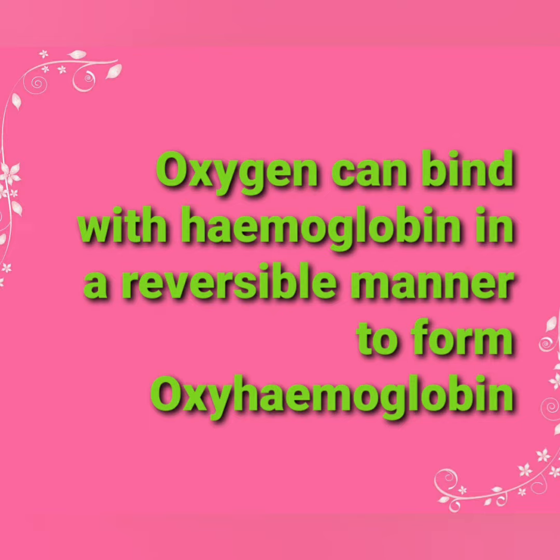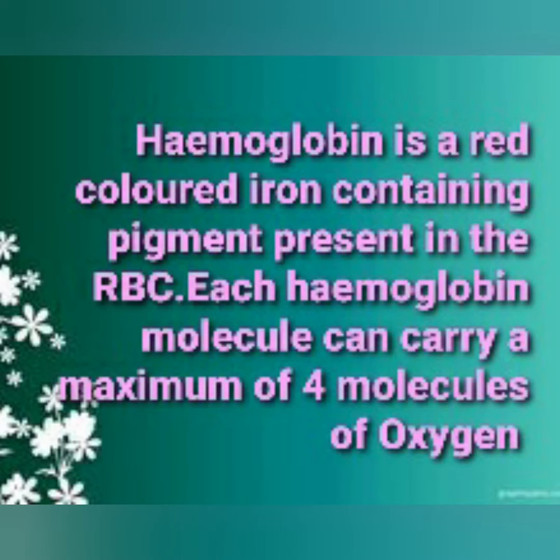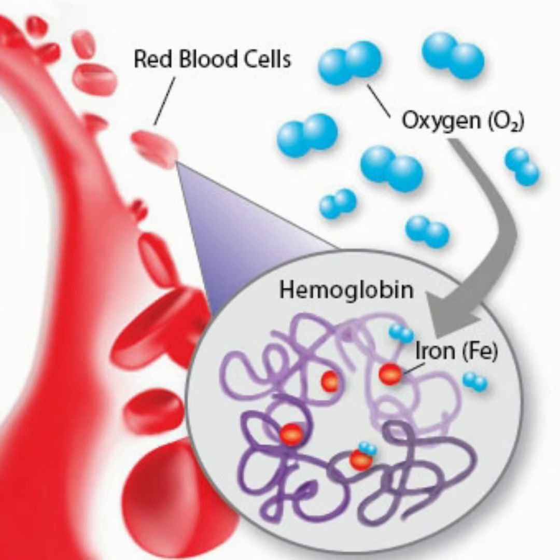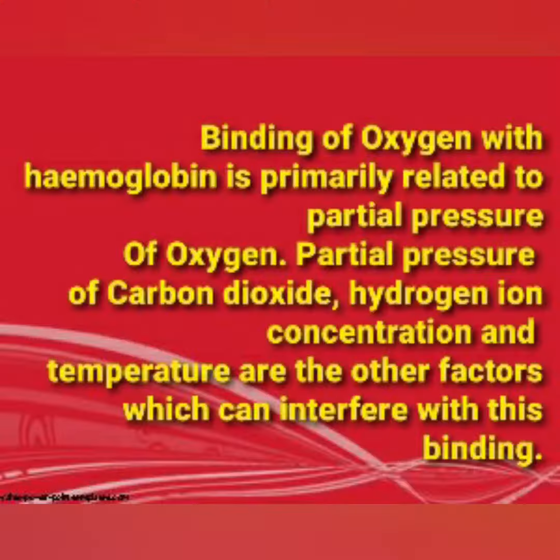Oxygen can bind with hemoglobin in a reversible manner to form oxyhemoglobin. Hemoglobin is a red-colored iron-containing pigment present in the RBC, and each hemoglobin molecule can carry a maximum of 4 molecules of oxygen. Here you can see the red blood cells, and the hemoglobin also is shown, which is present inside the RBC, and oxygen diffuses into the RBC.